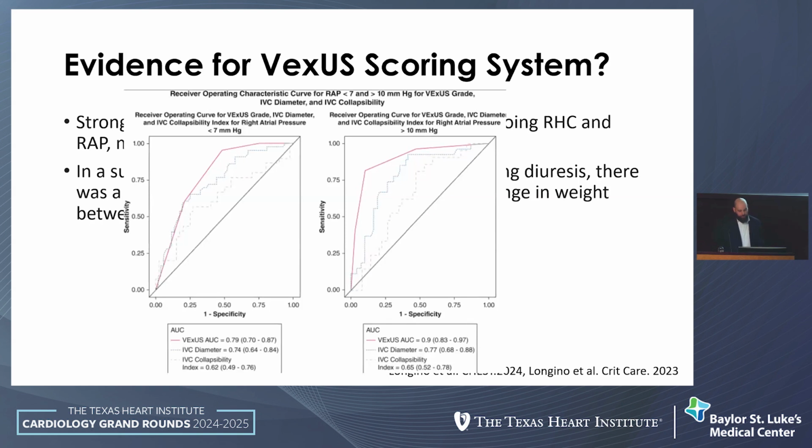Excellent AUC properties. You can clearly see it can identify and discern patients who have right atrial pressure of greater than 10, and the numbers are about 0.9. So extremely helpful in those patients at the bedside where you don't really have invasive monitoring.